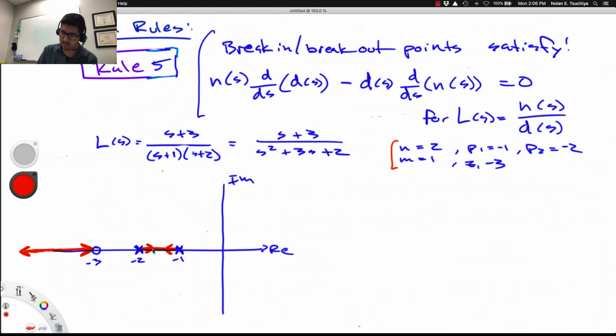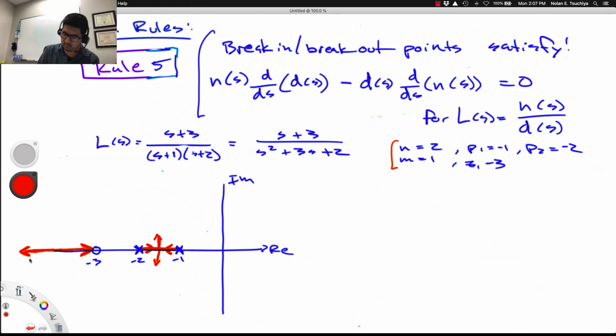The only way to connect these 2 branches to these 2 branches is that they have to break away from the real axis at some point. Okay, so they can't cross over this real axis section. So at some point, the branches must break away from the real axis and head off into the complex plane.